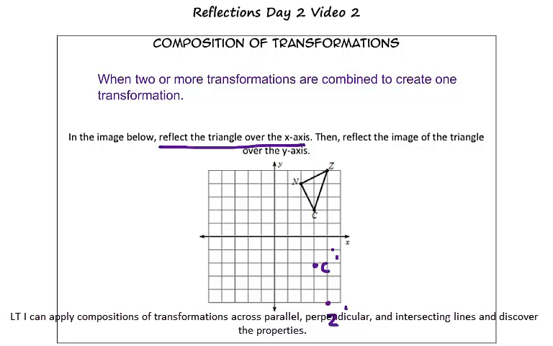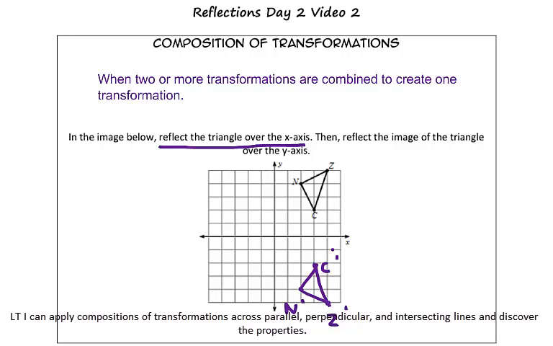And last but not least, we have the point N, which is 1, 2, 3, 4 units above the x-axis. So it should be 1, 2, 3, 4 units below the x-axis. So N prime should go right here. So this is our image, N prime, C prime, Z prime, of the original triangle if we were to only reflect it over the x-axis.